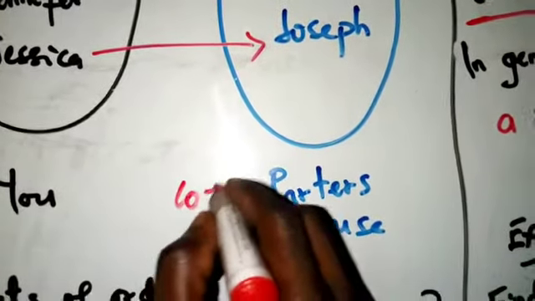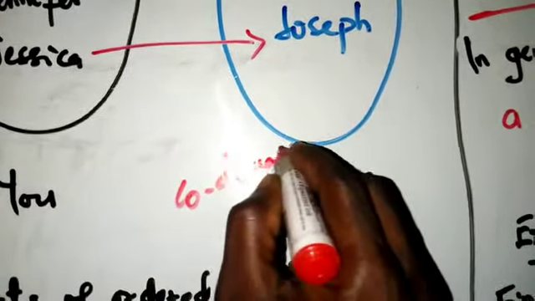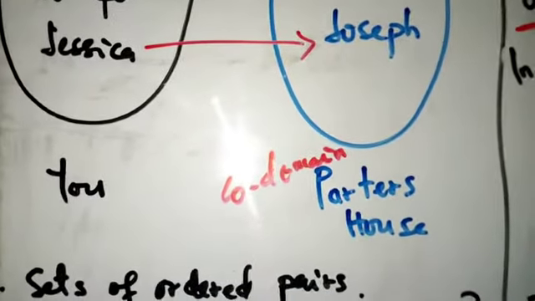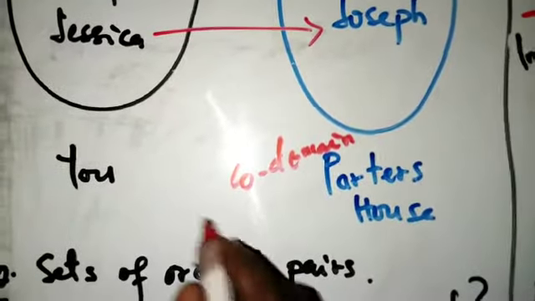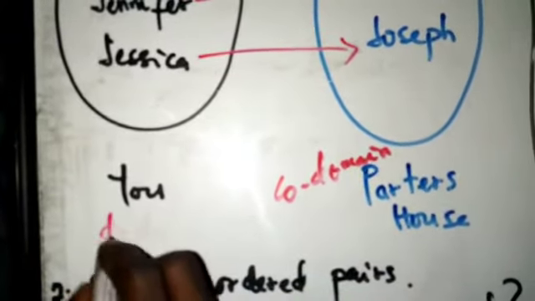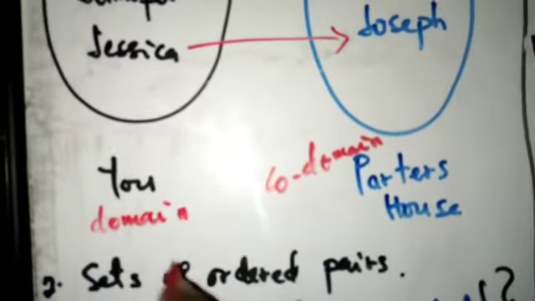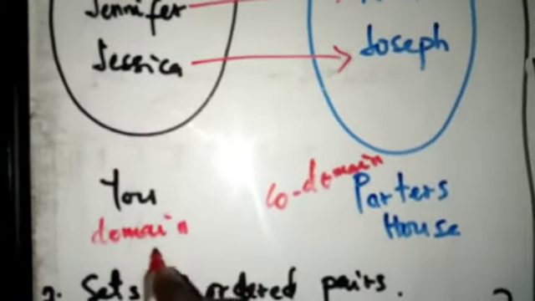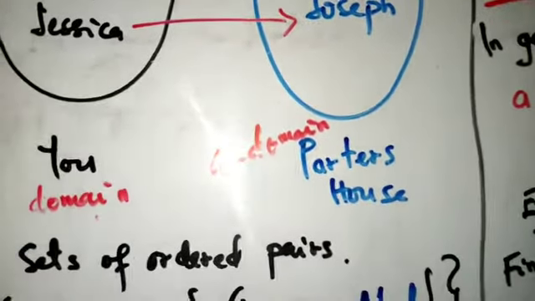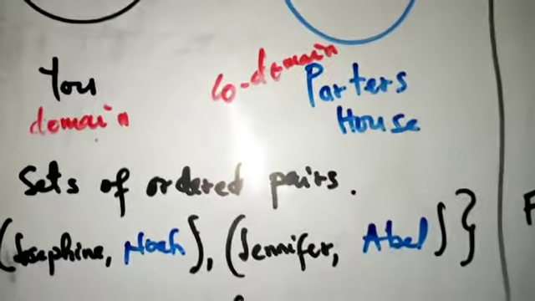So codomain. If you haven't watched that video, just try and watch it. That's where we explain the codomain and domain perfectly. And then the name of where you are is what we call the domain. So the name of your apartment is the domain, and the name of your partner's apartment is what you call the codomain. That is the technical definition of that.